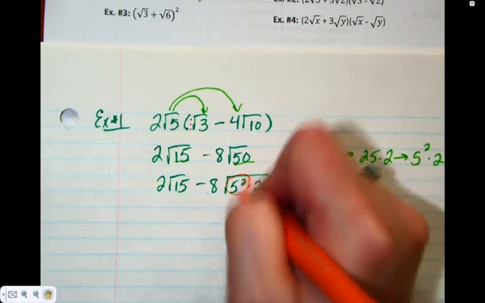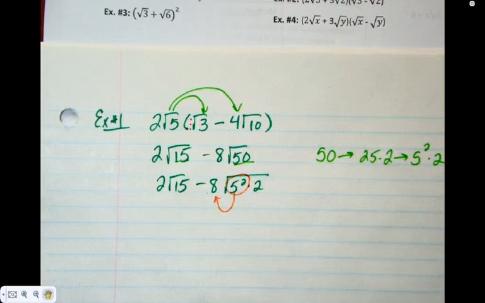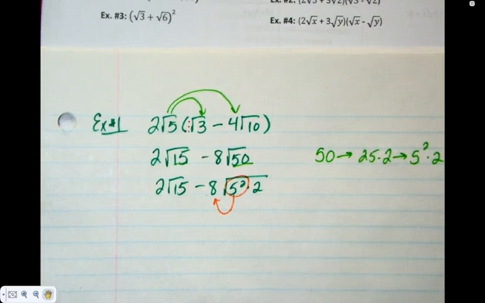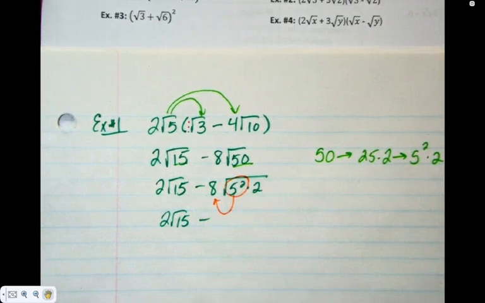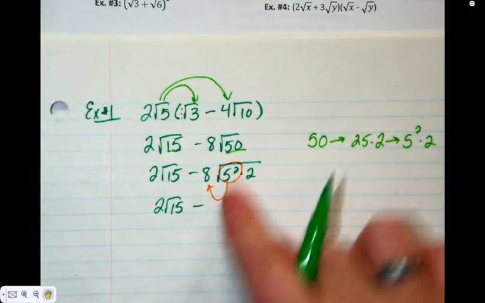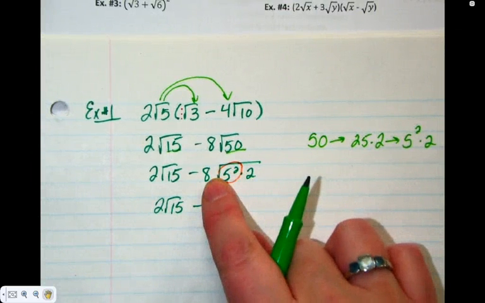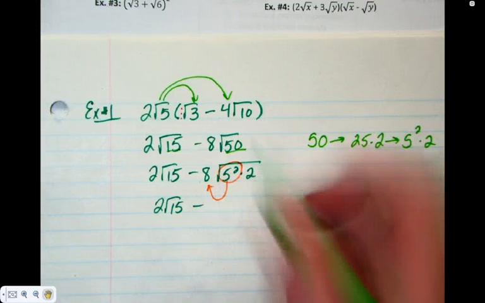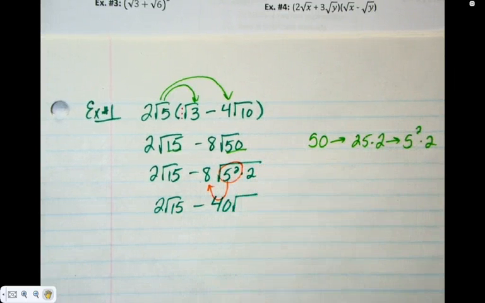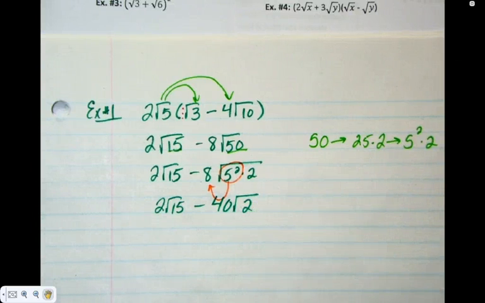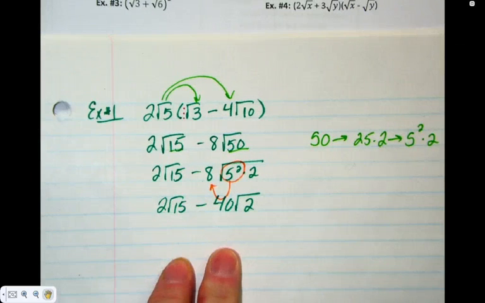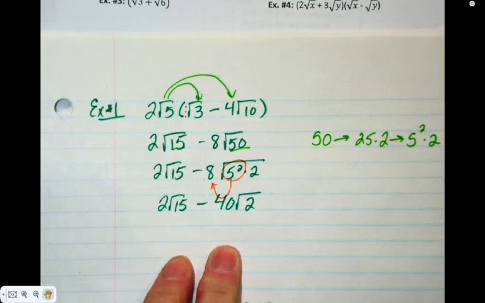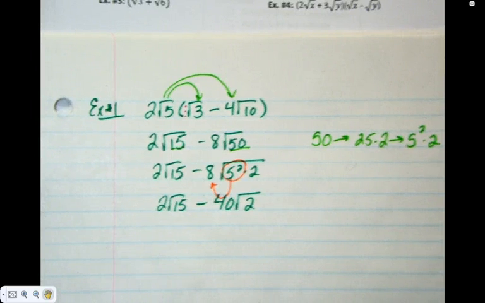The 5 squared is going to come outside, and what's going to happen to that squared? It's going to disappear. So I still have my 2 root 15. When the 5 comes out and the squared disappears, I've already got an 8 there, so what do I do with the 8 and the 5? Multiply. So 8 times 5. And root 2. Can I combine these? Can I add and subtract these like yesterday? Why not? They're different radicands. Done. That's multiplying radicals.